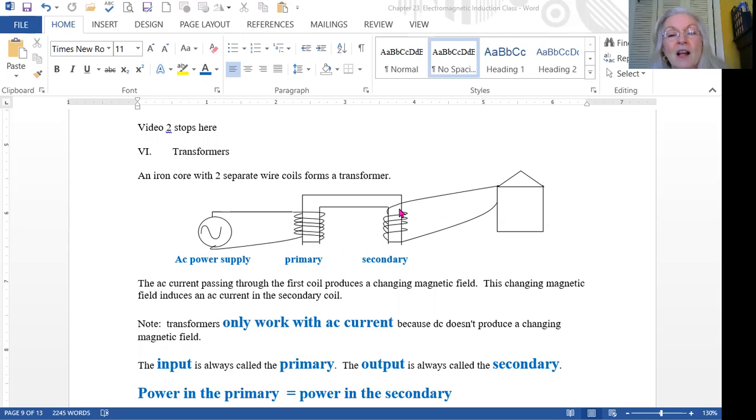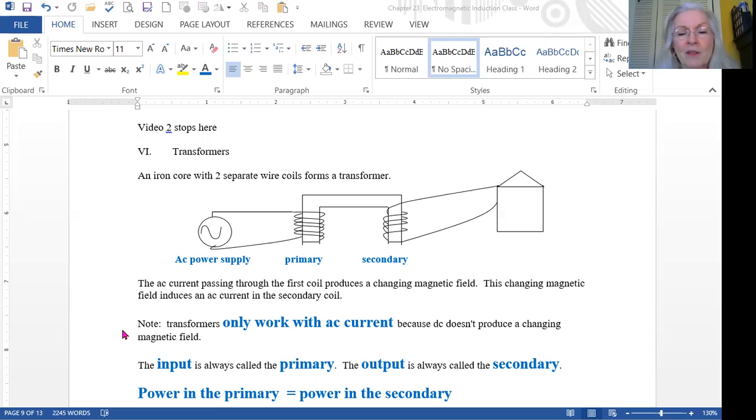And so you can see that I have different numbers of coils on my output compared to my input. And this is meant to be maybe your house. So current comes in through the primary. It is induced in the secondary, but because the coils don't match up exactly, there will be a different amount. So the AC current passing through the first coil is going to produce a changing magnetic field, which produces a changing magnetic field in the secondary coil, which gives us our current.